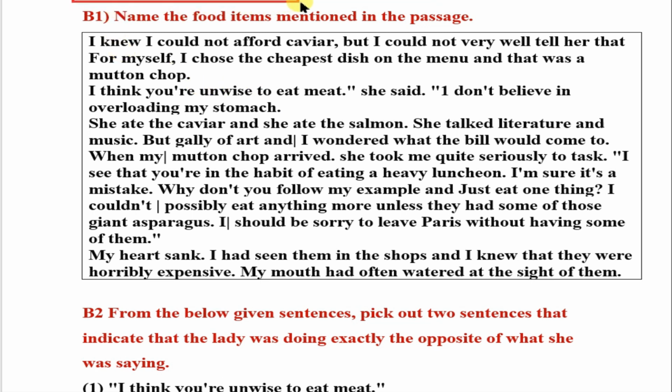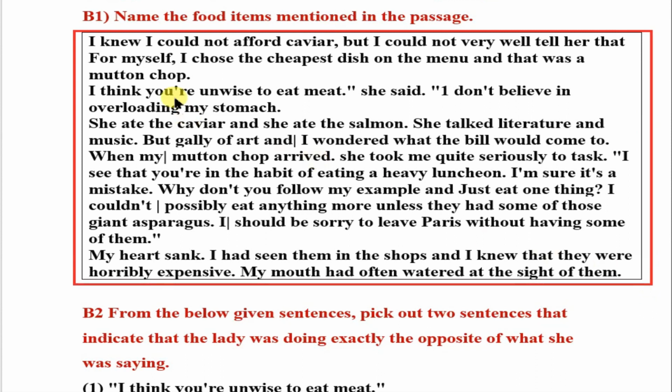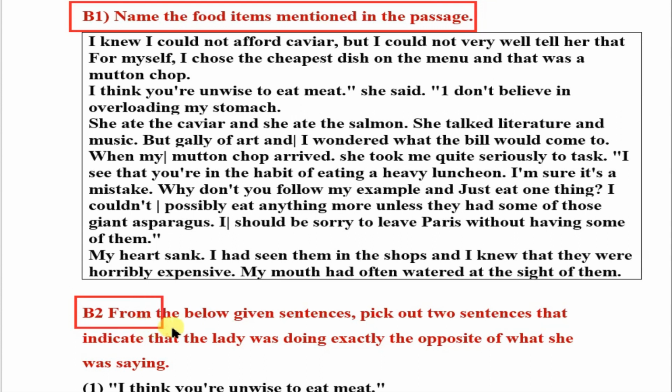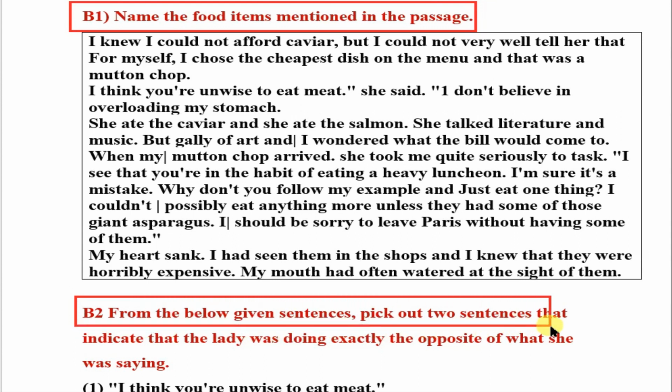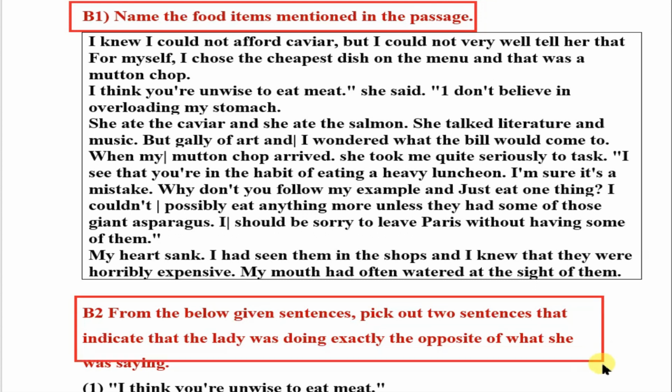Alright, let's see question number 2b. Read the food items mentioned in the passage. Alright, the passage is given here. You have to read the passage carefully and see the activities related to this passage. B1, name the food items mentioned in the passage. Next activity, B2, from the sentences given below, pick out two sentences that indicate that the lady was doing exactly the opposite of what she was saying.